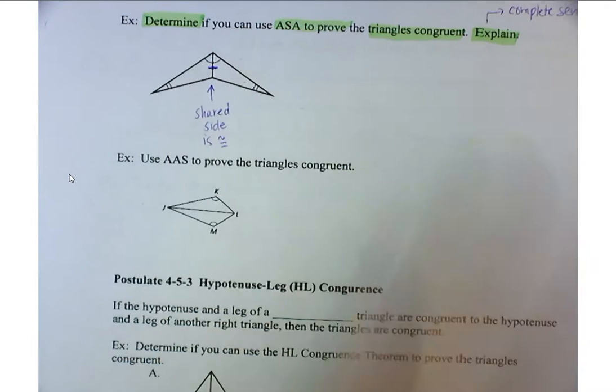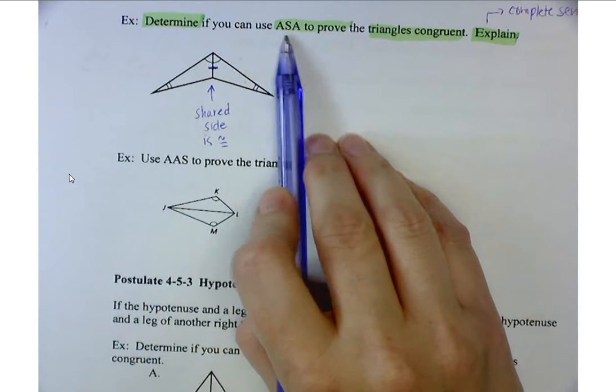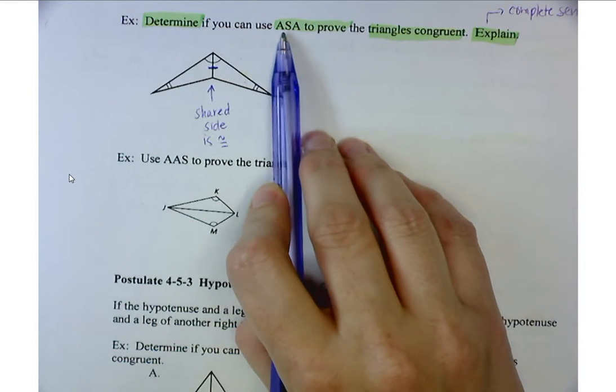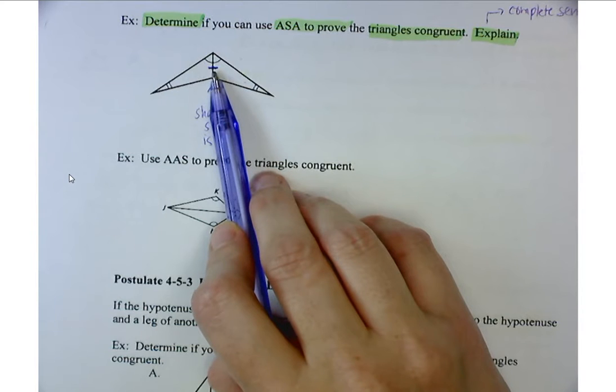Okay, because the side is going to be congruent to itself. If we were doing the proof, our reason for that would be what property? Reflexive. Okay, so we're seeing if we could use angle, side, angle. So if we can use angle, side, angle, we need the included side. Ethan, is this the included side or the non-included side?